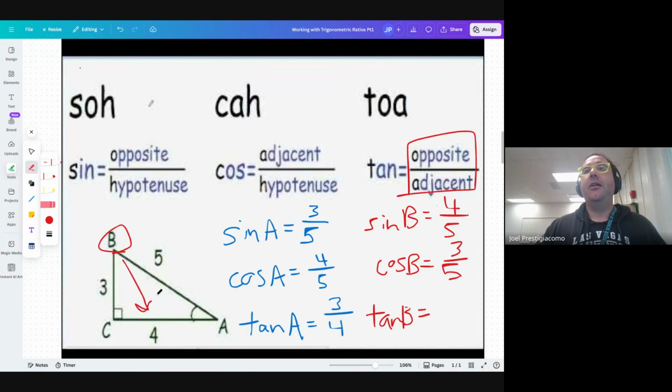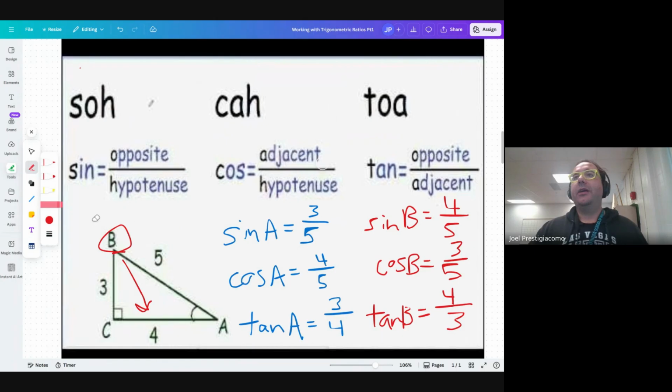Well, we just swap them, right? So in this case, the opposite of B is 4 and the adjacent's 3. So again, we have to know the angle first. Remember, a triangle doesn't have a sine. It doesn't have a cosine. It doesn't have a tangent. Only angles do.